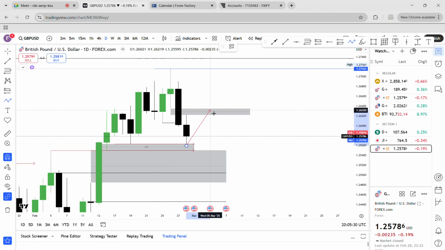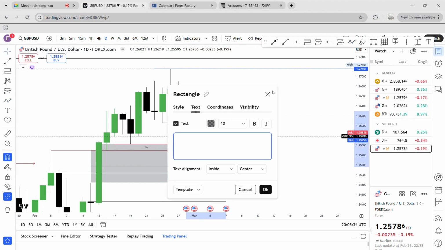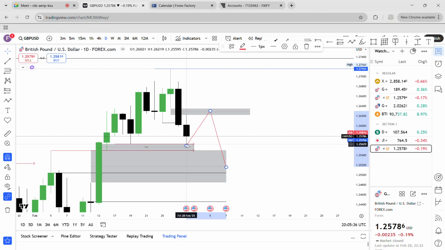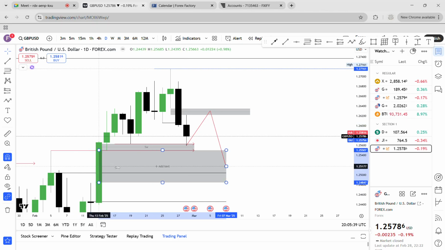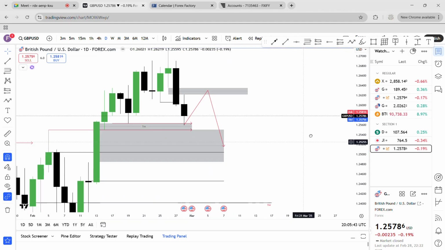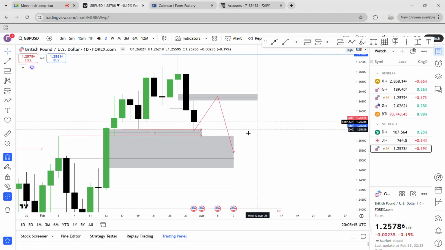Now it needs to rebalance inefficiency, then continue what? Going down to seek this current low that we created into where? Into this higher time frame point of interest, which is the inefficiency as well, or this one, or this one. So this is what I'm mostly expecting from GU this week.